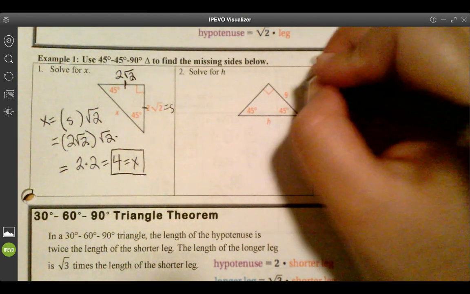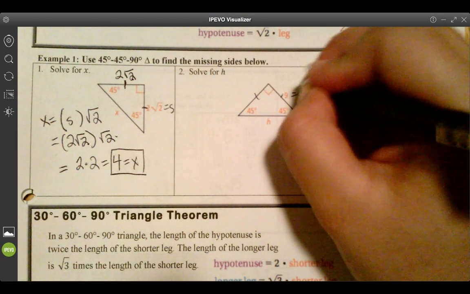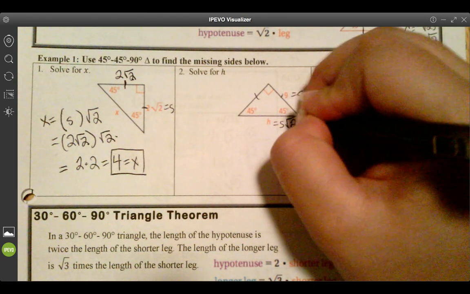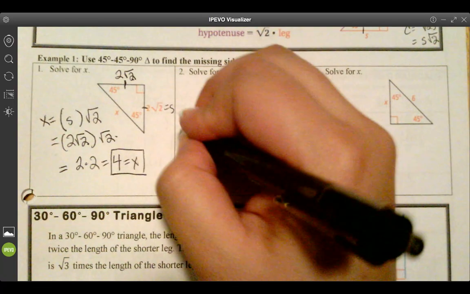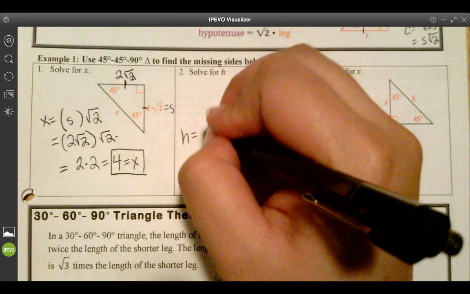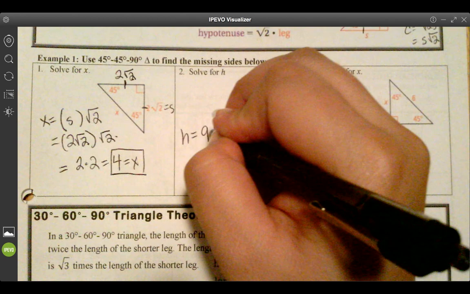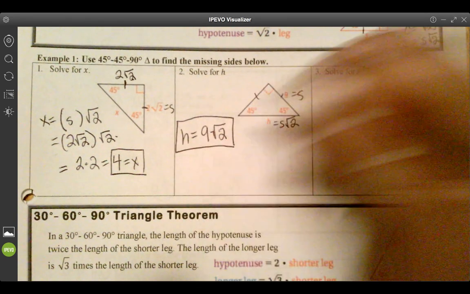For part 2, again, here are my sides. This will be side times the square root of 2. So h equals 9 times the square root of 2. Can't simplify that, so that's it.